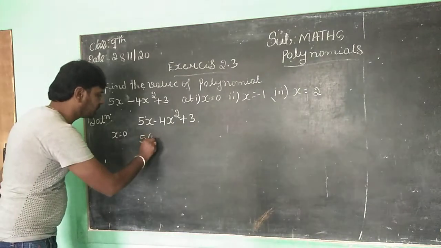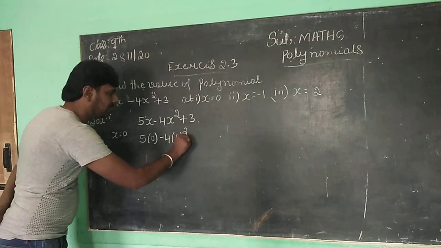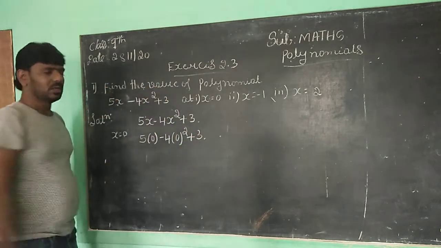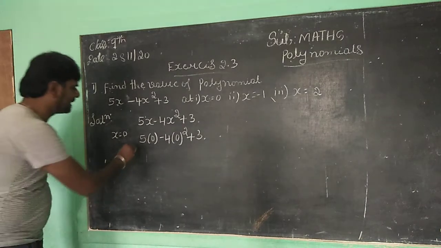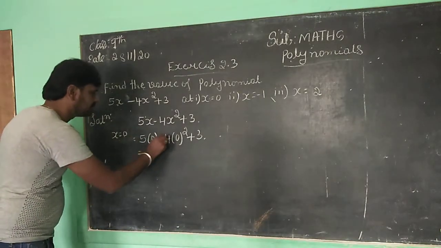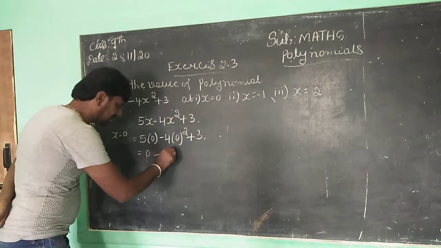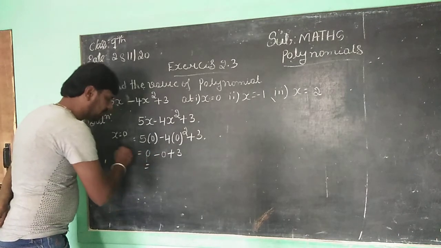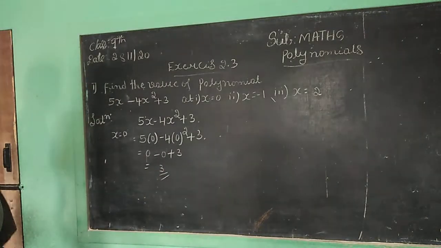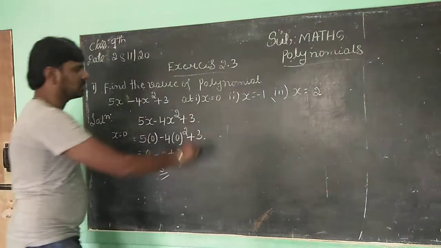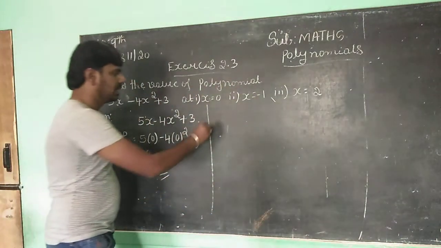5 of 0 minus 4 of 0 square plus 3. Correct children? So 5 into 0 is 0. 0 times any number is 0. Minus 4 into 0 square is also 0, plus 3. So the value at x is equal to 0 is plus 3, children. Correct children?